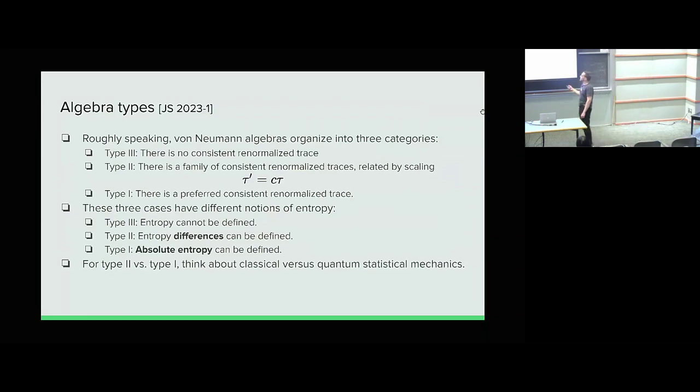Okay, and corresponding to this are 3 different notions of entropy. In type 3, you have no trace, so entropy can't be defined. In type 2, you have an ambiguous trace, which lets entropy be defined up to an additive ambiguity, so entropy differences can be defined. And in type 1, absolute entropies can be defined. So one thing I want to emphasize is that the difference between type 2 and type 1 is really just the difference between classical and quantum statistical mechanics. The type 2 setting is the setting where you can talk about entropy differences, but not absolute entropies. And part of this work that's been done is showing that these type 2 algebras show up very naturally in the setting of studying quantum black holes.